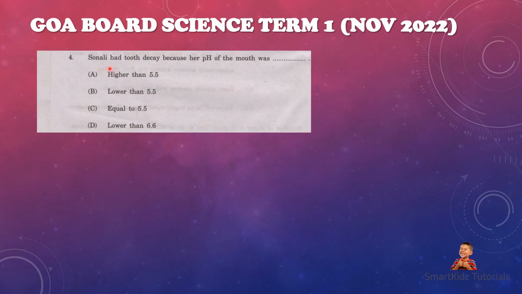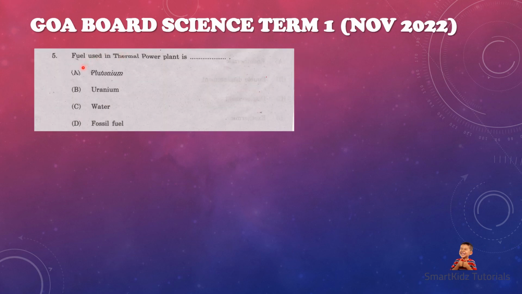Next question. Sonali had tooth decay because her pH of the mouth was lower than 5.5. So when it goes below 5.5, it promotes tooth decay.